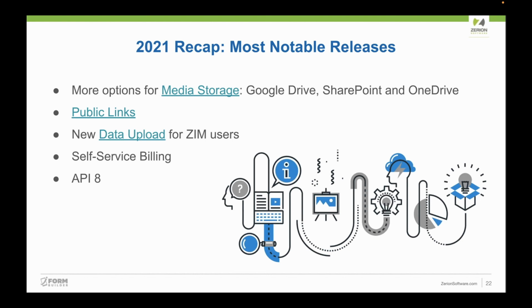We talked about public links. Again, that's something everybody can start using. We give you 100 free public links a month in your account, so that should be available to everybody right now. We did a new data upload service for ZIM-enabled customers, which hopefully replaces the old CSV upload that only allowed you to create new records. The data upload allows you to do that, as well as update existing records, do form assignment, and some other post-processing things. We talked about self-service billing and API 8 to increase the performance and speed of our services.